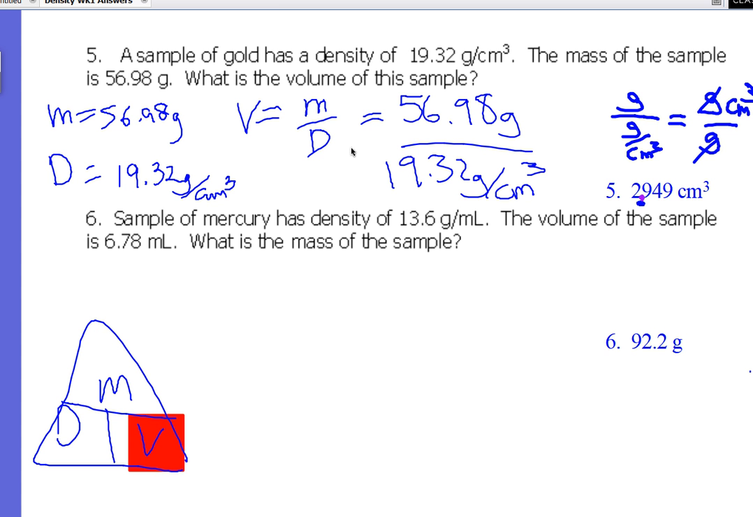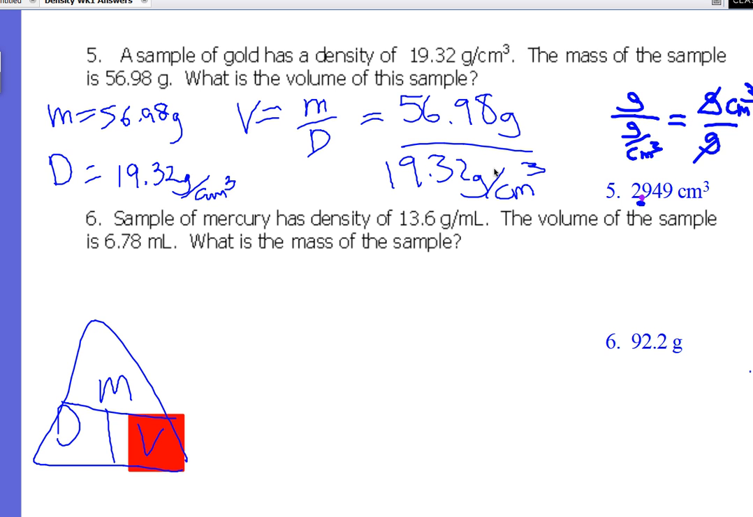First time I solved it, I somehow typed things wrong in my calculator. It happens to all of us, especially me. And I wrote 2,949. And I should have known it can't be 2,000. That's a huge volume for this tiny mass. So my students caught me, which is good. And the actual volume is 2.949.